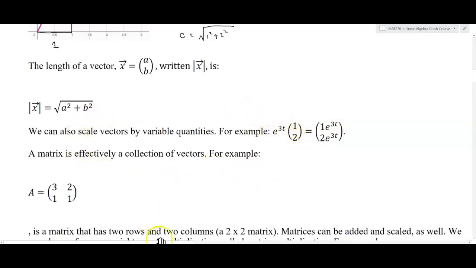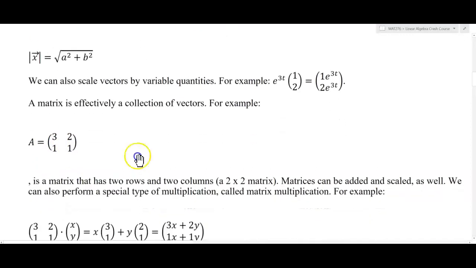So that's about all we need to know about vectors for the current moment. A matrix is effectively a collection of vectors. For example, we can write A equals [3, 2; 1, 1], and that is a matrix full of 2 vectors. You can think about them as the vector 3, 1 and the vector 2, 1.